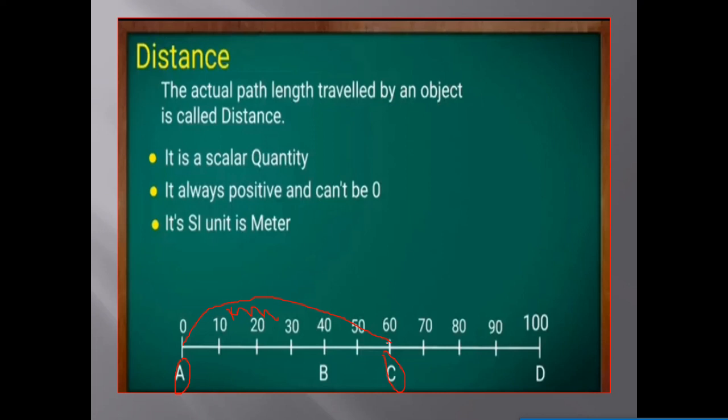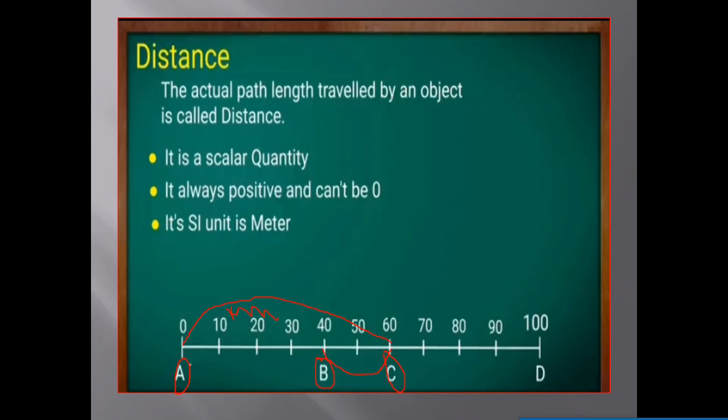As I've said, distance travelled is a scalar quantity, so we are not mentioning the direction. Again, it will move back from C to B. So the object is now coming back from C to B. Now the object is at B. Earlier it was at A. Now the object is at B.